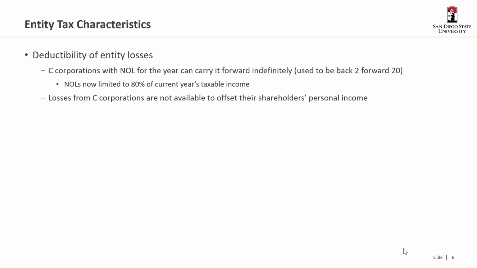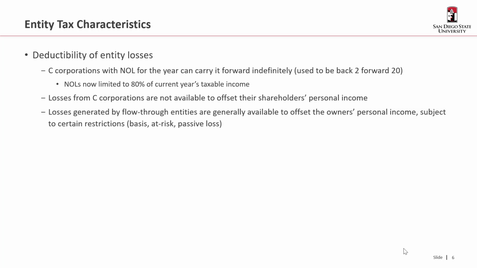So losses from C corporations, just like the income, aren't available to me as a shareholder. If I happen to invest in a company and it loses money, that really does nothing for me currently. It might lower the value of my stock, but that's because it's legitimately lowering the value of my stock. Whereas losses generated through a flow-through entity are available to offset my personal income, the owner's personal income. But of course, we know that that can be subject to restrictions, for example, the basis, at-risk, and passive loss limitations.